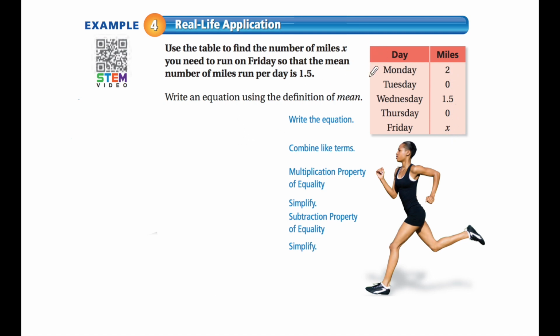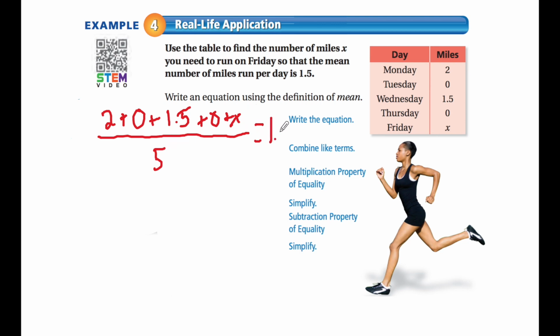So the first thing we have to remember is, what is the definition of mean? Well, the mean is the sum of all of the values divided by the number of values that there are. So this would be 2 plus 0 plus 1.5 plus 0 plus x all over, there's 5 values, so it would be all over 5, is equal to 1.5.